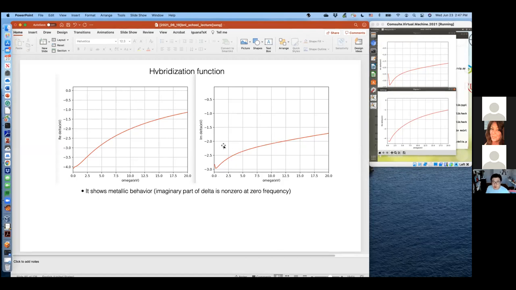But one thing we can see here is that the imaginary part of the delta is finite near zero frequency. It means that there could be hopping of the electron between the bath and an impurity. So it means that this material shows metallic behavior.